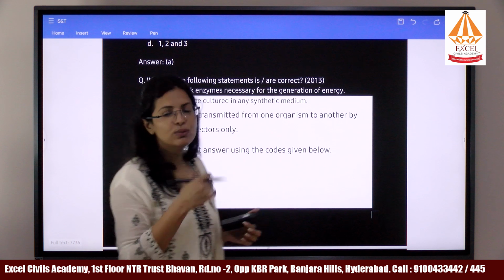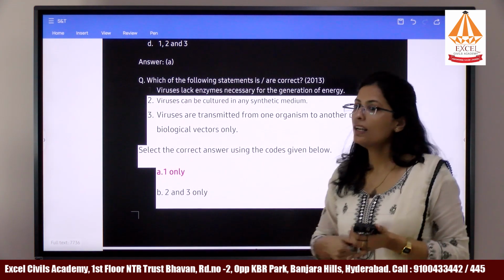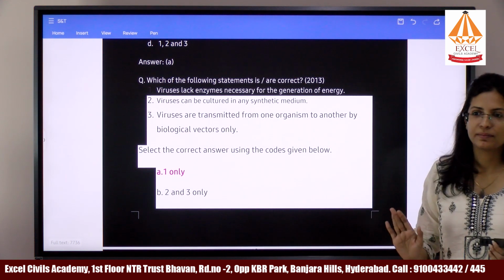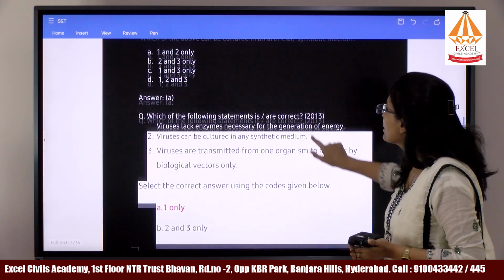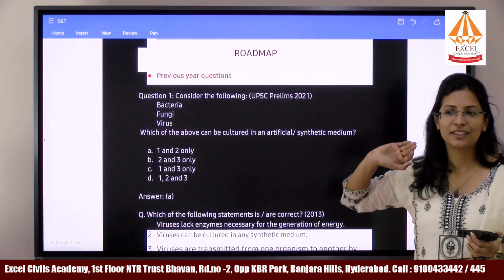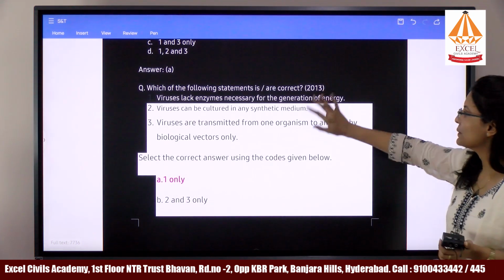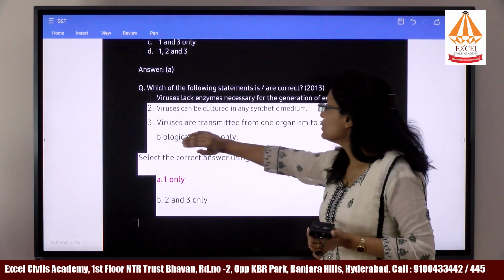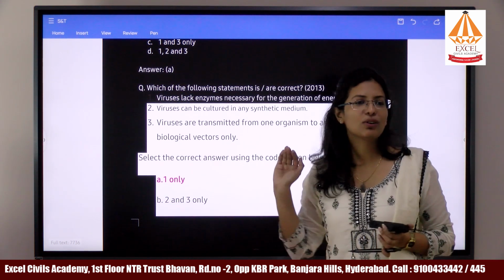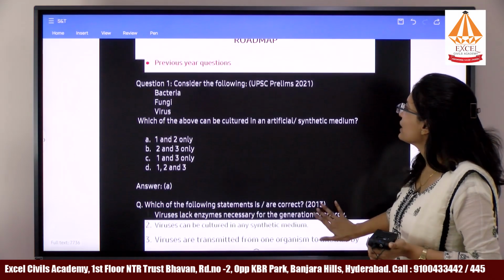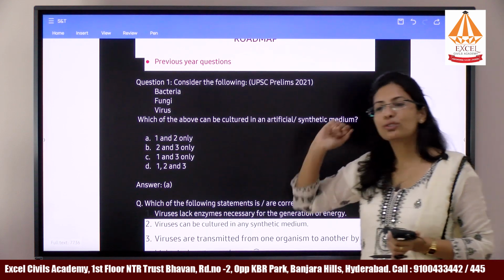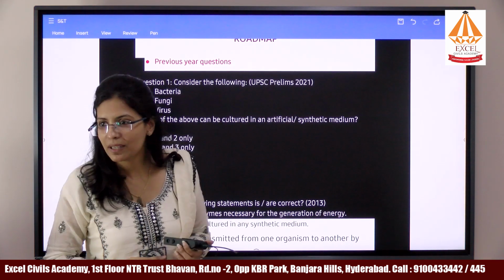Suppose you are a person who is reading the previous year paper, and by reading it you know that option number 2 is wrong. Now coming back to this, will you not be able to eliminate virus? Yes or no? In the 2013 paper, you know that option number 2, viruses can be cultured in a synthetic medium, is a wrong option. And here again, coming back to 2021, with virus you can directly eliminate. So is it not helping you? Is the previous year paper not helping you?